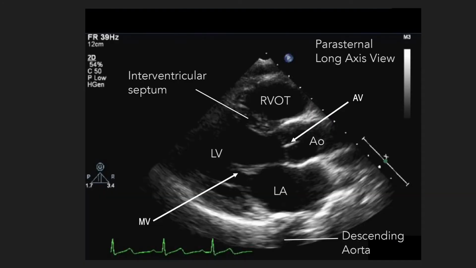So the next view, this is actually the parasternal long axis view. And in this view, towards the top of the screen, we're seeing the right ventricle, the right ventricular outflow tract, being the aorta. To the left of that, the aortic valve and the left ventricle.